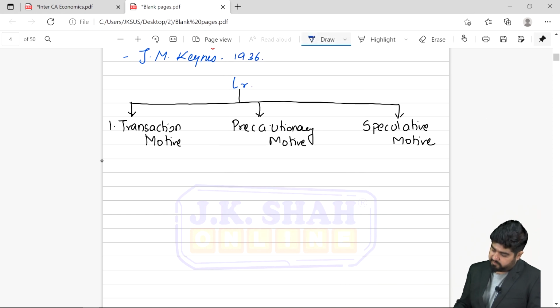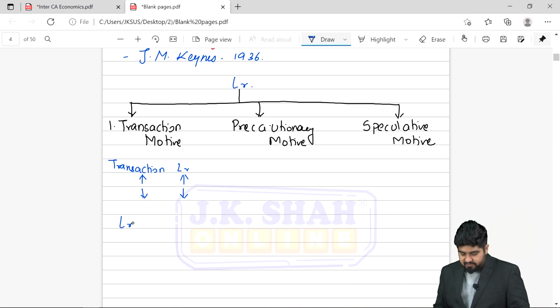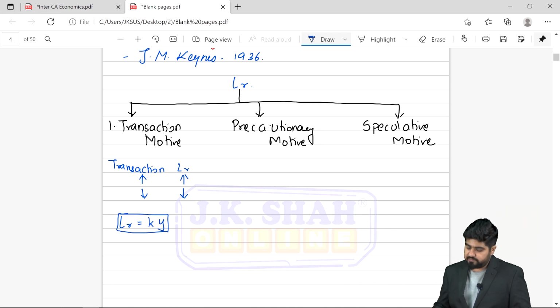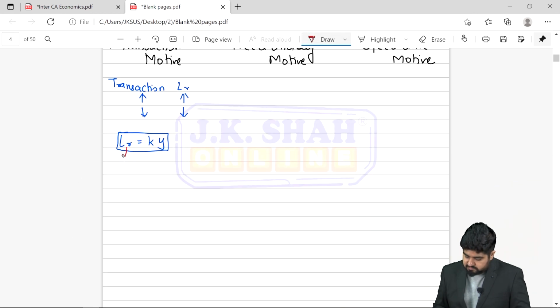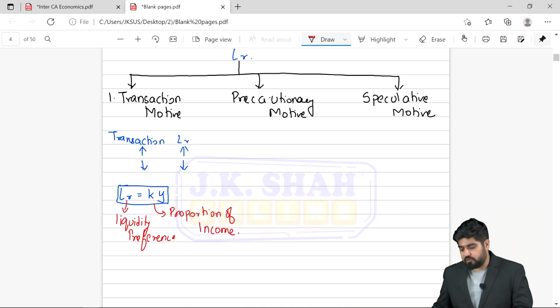Transaction motive. If you want to do more transactions, you will require higher liquidity preference. Fewer transactions mean lesser liquidity preference. However, the amount of liquidity preference will be a proportion of your income. L_R is liquidity preference. KY is the proportion of income. So this is how the transaction motive works.